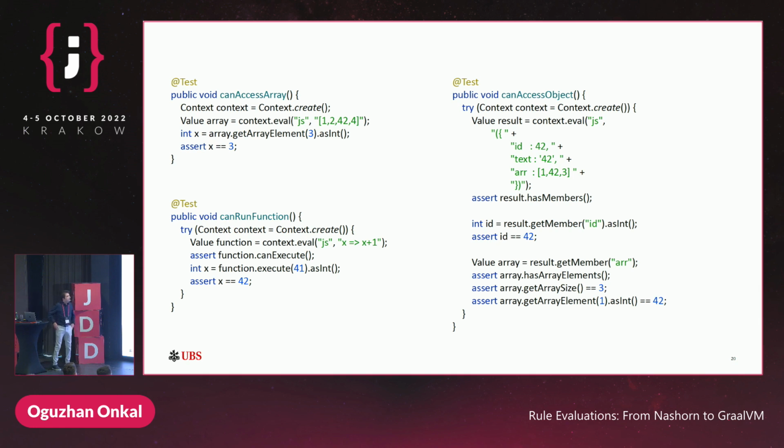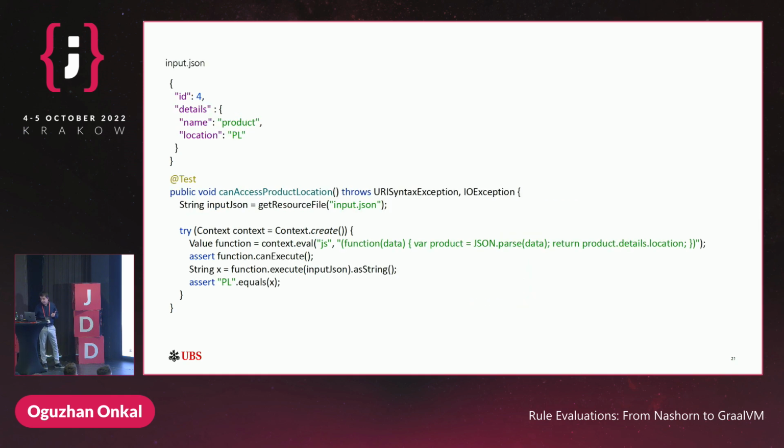The other example looks a bit more complex, but it's also easy. This time we just pass a JavaScript object which has ID, text, and similar to that first array, but this time in an object. And using the result again, we can access all these members. We can get those ID, text, array, etc. using the available functions there. So from this side, it's very easy to use compared to Nashorn.